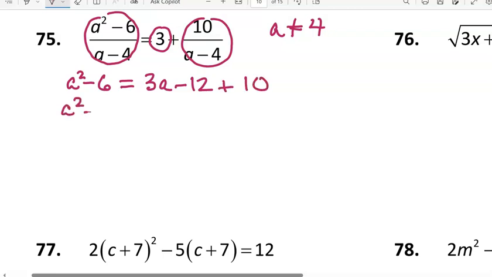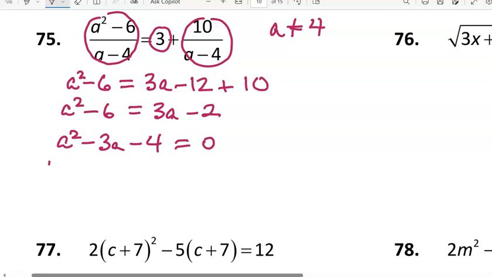And so combining like terms, we have a squared minus 6 is equal to 3a minus 2. And now I'm going to subtract 3a and add 2 so that all my terms are on one side. Then we can factor, and since the lead term is 1a squared, we can use our shortcut for factoring.